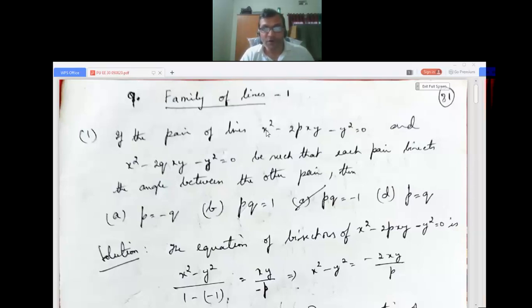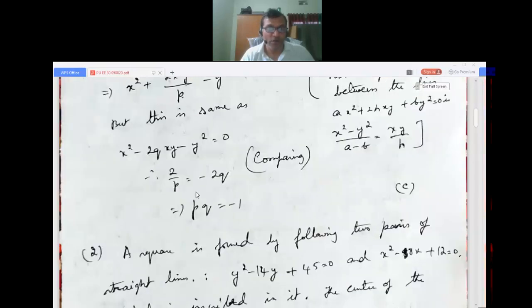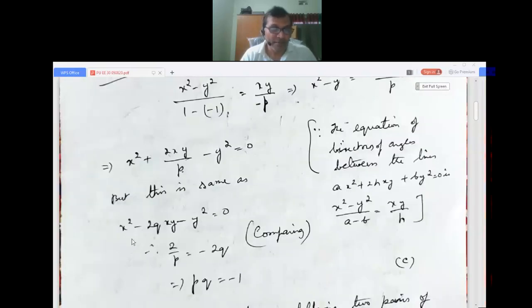So what we did is, we found the bisector of the angles of this pair. That should be equal to this, because it is given that these two are bisecting the angles between them. Each pair bisects the angle between the other pair, so that should be equal. I hope you understood the logic. But this is the same as the other equation given, that is x squared minus 2qxy minus y squared equals 0. It should be equal to that.